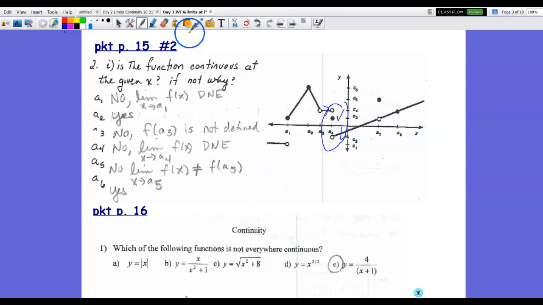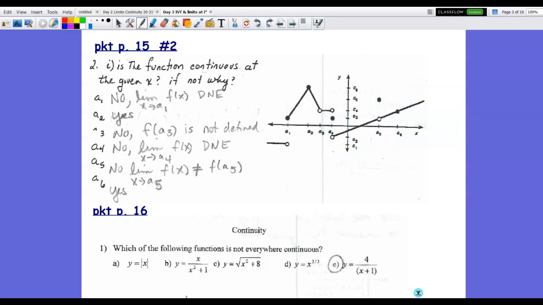In number a sub 5, which is right here, there is a point discontinuity. There is a y value. There is a limit. But condition 3 says the limit must equal the y value. So that's the problem in this case, and I'm going to say the limit as x approaches a sub 5 of f of x is not equal to the y value or the function value f of a sub 5. And then we have continuity at problem number 6.